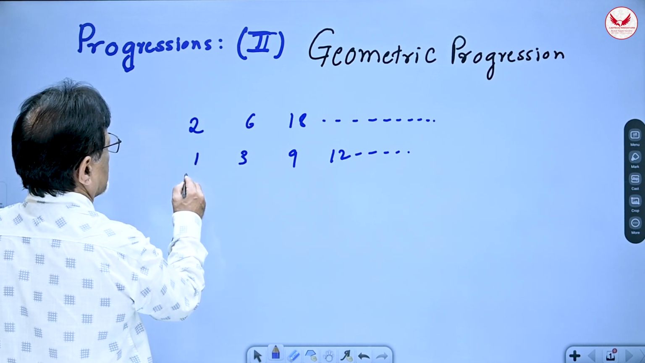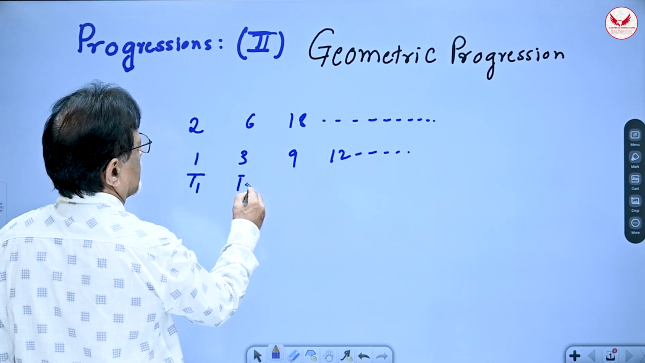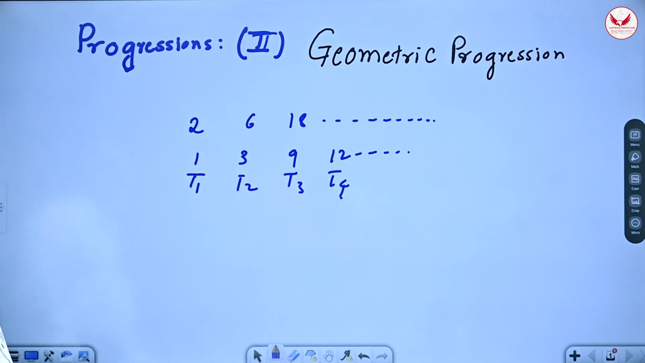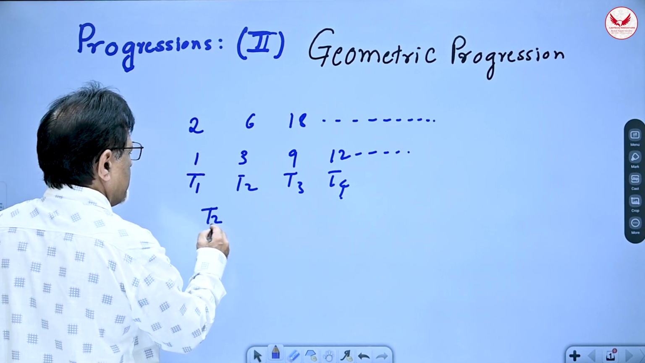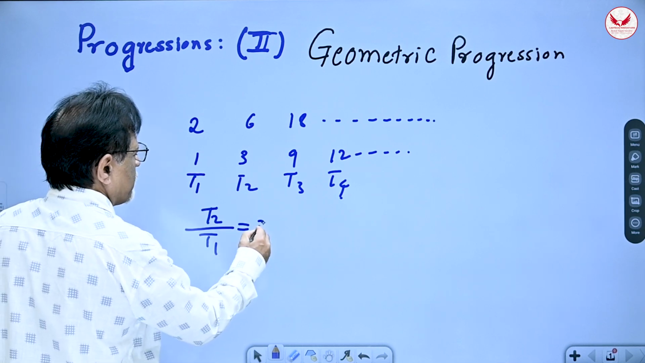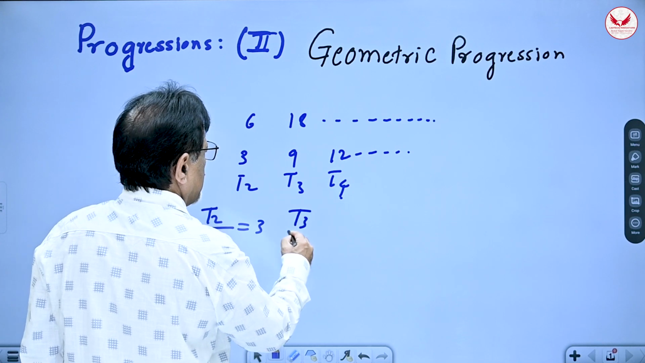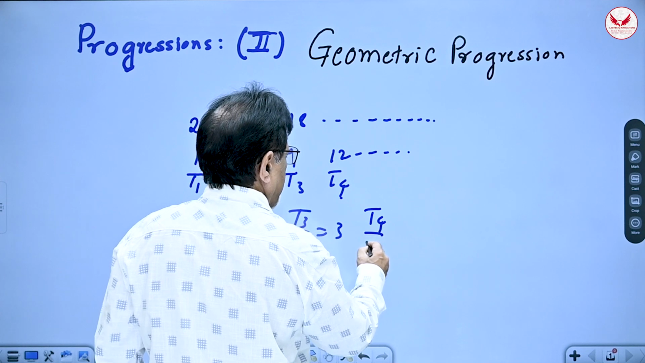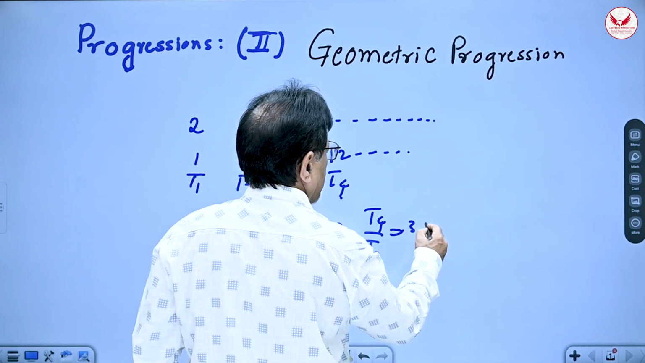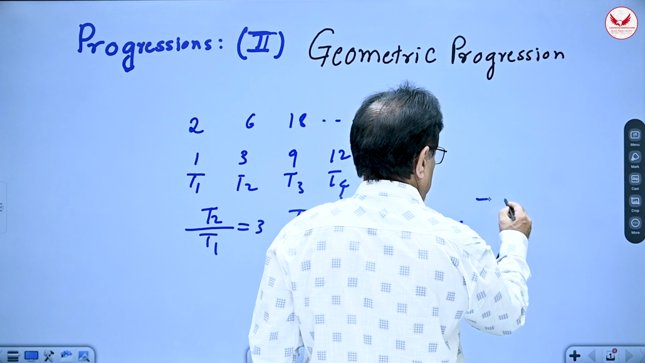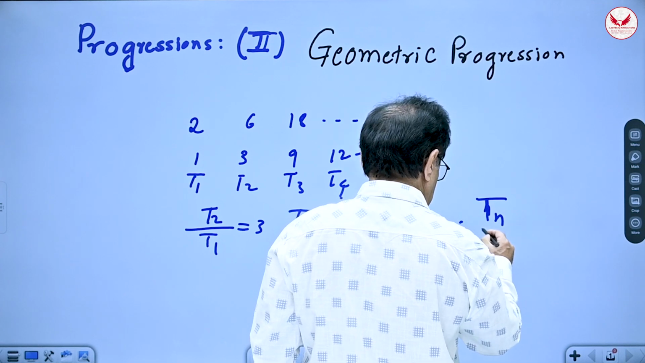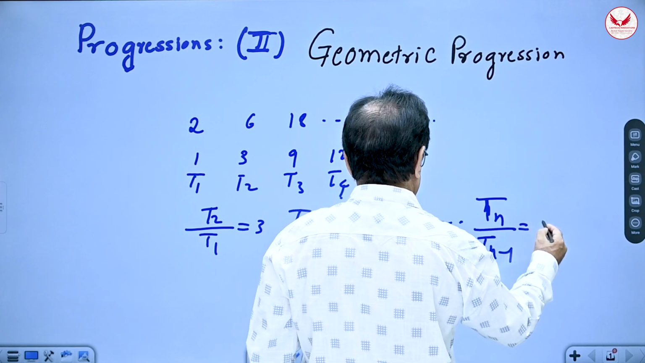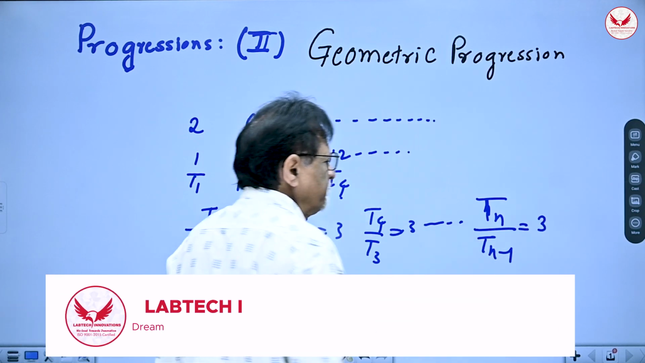So this is the first term, T1. This is T2. This is T3. This is T4. Now what is the defining property of this? T2 divided by T1 is always 3. Then T3 divided by T2 is also 3. So T4 divided by T3 is always 3, and this goes on. So in general, the next term, that is Tn divided by Tn minus 1, the previous term, is always equal to the same number, 3.